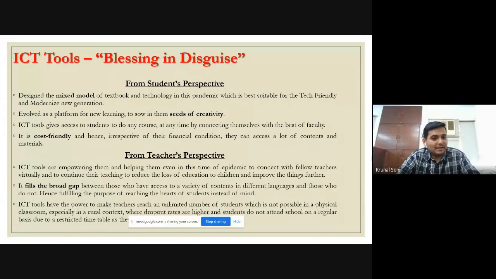So it is cost friendly, and hence irrespective of the financial condition, they can access a lot of content and material, right? So previously, if I wanted to attend a certain FDP at various IIMs, I had to go there, I had to enroll there, right?